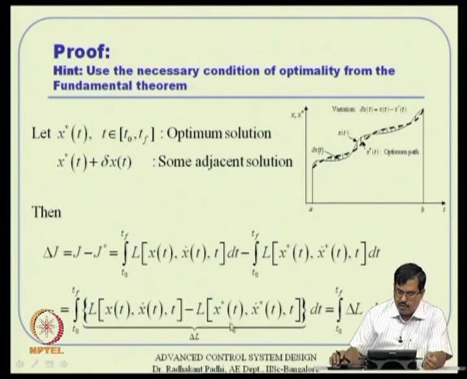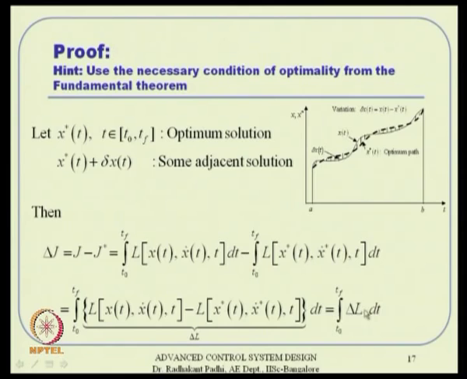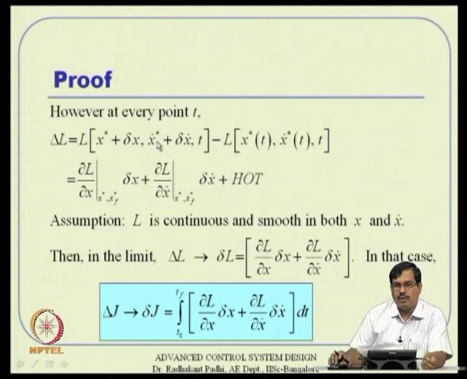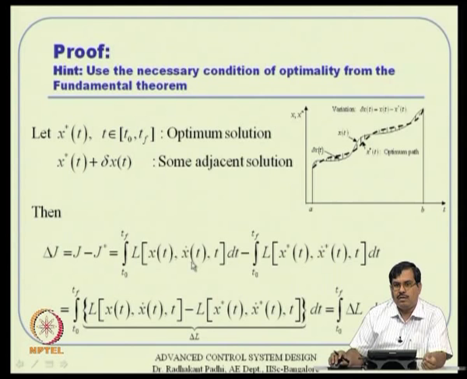Because the limits of the integral are again the same, I can combine them, and it turns out that this delta J is nothing but the integral of delta L dt. So, if you simply take delta L and integrate it over t0 to tf, we get the answer. Can we do that? Of course, you can, and this delta L turns out to be something like this by definition. Remember, this is x and this is x star, and x star dot plus delta x dot is x dot. So, what you see here is replaced in terms of this one plus these delta x terms.